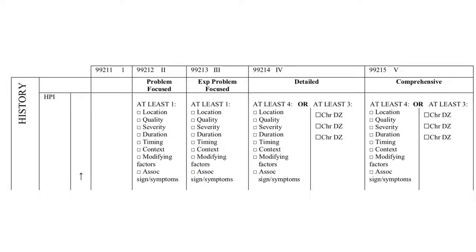This chart is an example of how to determine how many elements you explored in the HPI. Did you ask about location, onset, and context? This would be 3 elements in an expanded problem-focused exam.